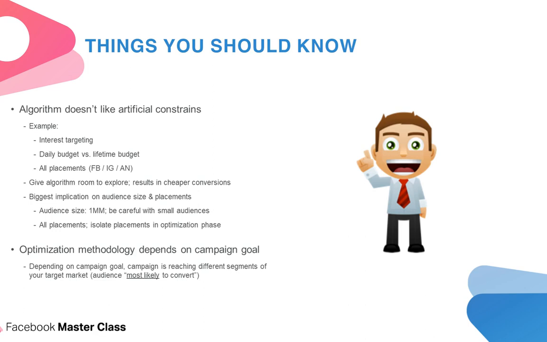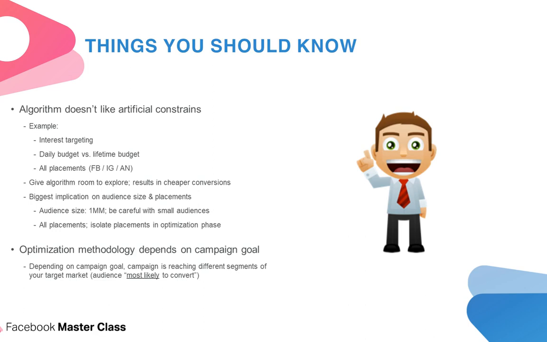But the point I want to make is that if you exclude interest, you're telling the algorithm that you're pretty sure that this interest group will not convert. So you're placing an artificial constraint on the algorithm because it cannot explore this segment of your target audience.